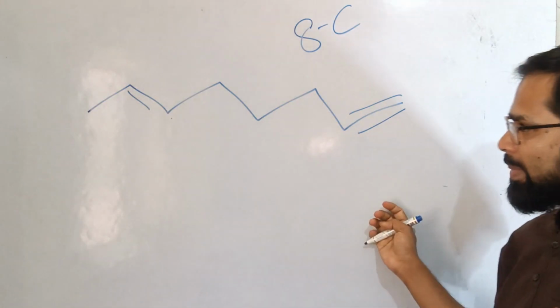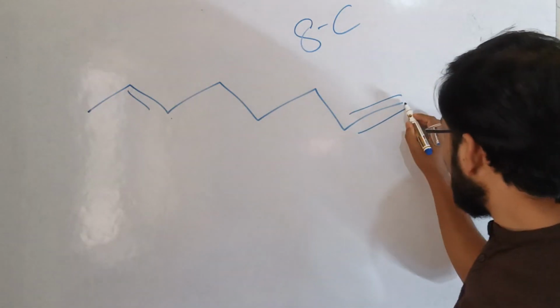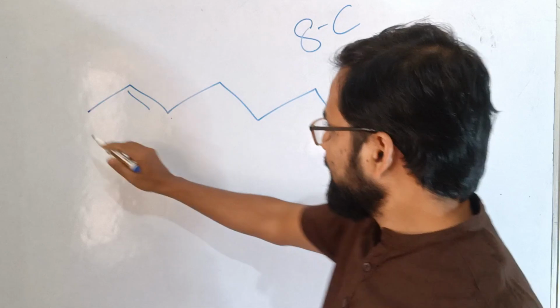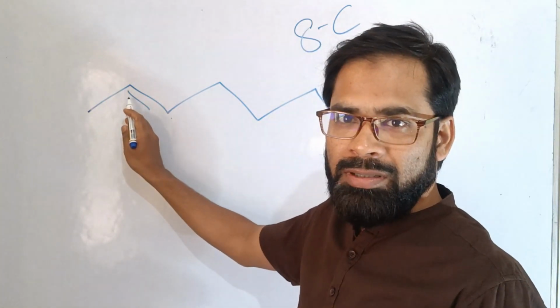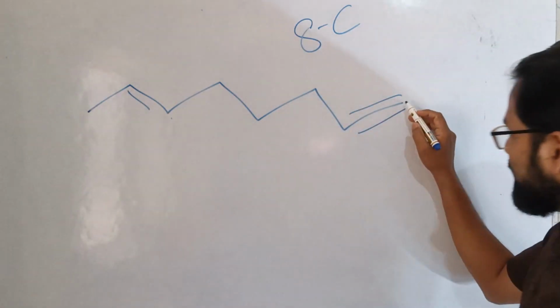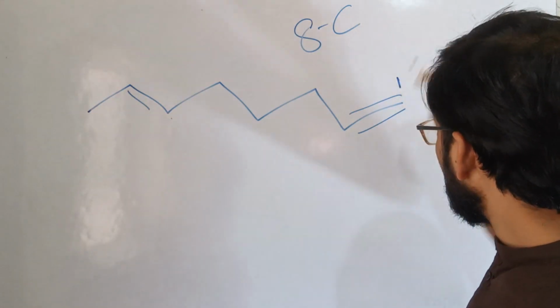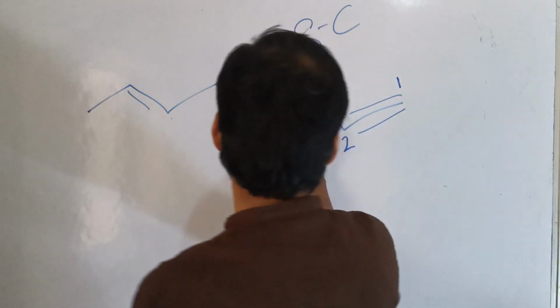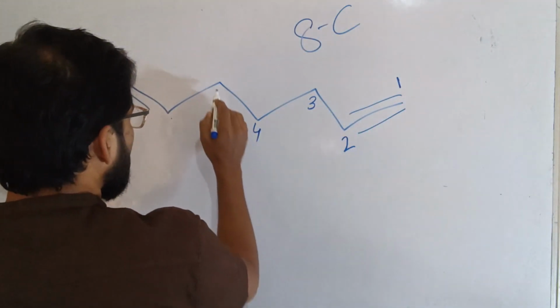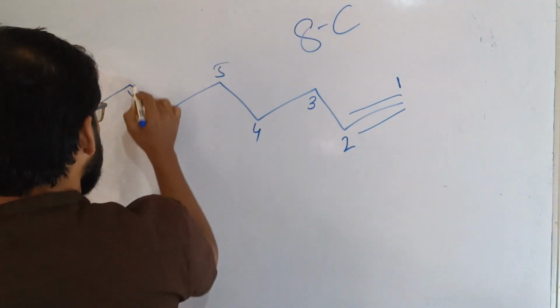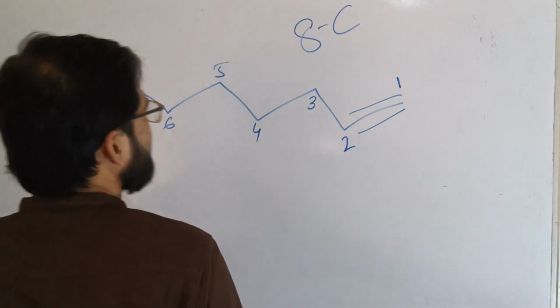Now the numbering. The first carbon has the triple bond, and the second carbon will get the double bond. So definitely the functional group is at the first carbon, and that's why the numbering will start from here. 1, 2, 3, 4, 5, 6, 7, 8.